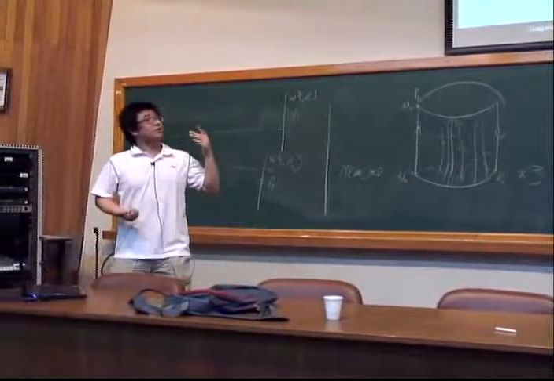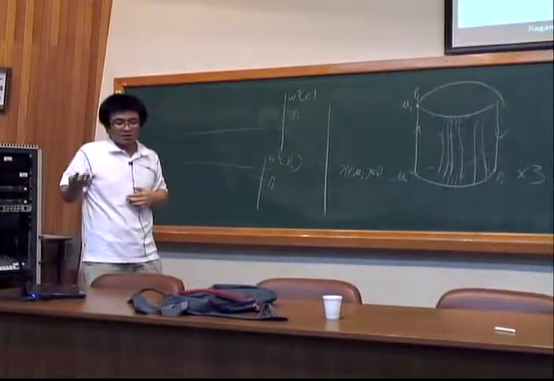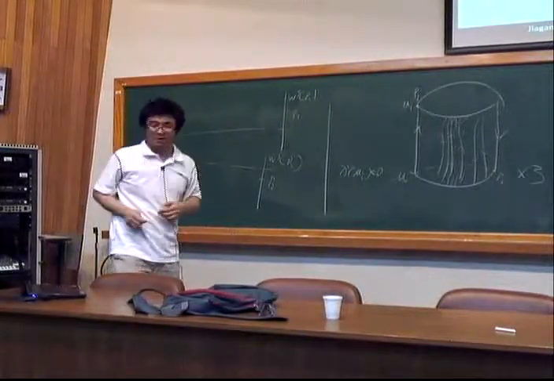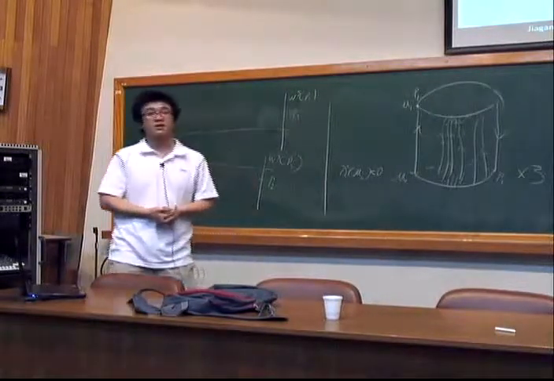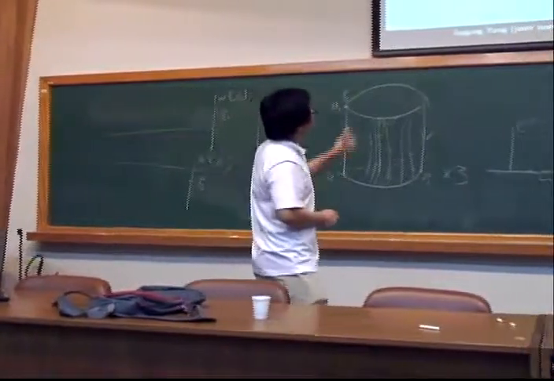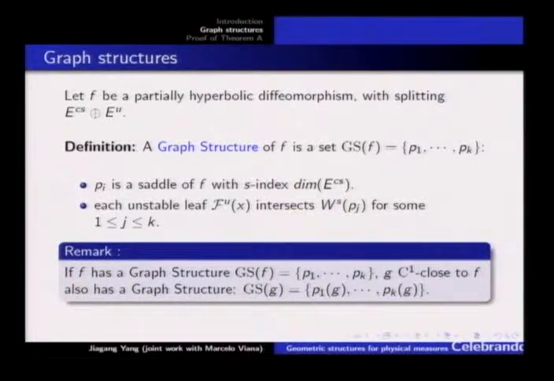And so it's not necessary that every partially hyperbolic diffeomorphism has a graph structure. Maybe it does not have. But if a diffeomorphism has a graph structure, this property is robust. It's C1 robust. It means if F has a graph structure, then any nearby diffeomorphism G also has a graph structure. And the periodic points of G are a continuation of the periodic points for F.